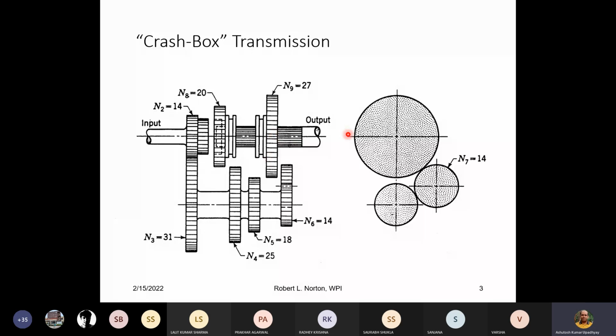So the direction will be reversed. Generally we do not face a problem with this one, because when you are applying the reverse gear, your vehicle will be static. It is not that you are moving and suddenly apply the reverse gear. That is not going to happen, so this particular gear does not pose any problem. But let us see what used to happen in this crash box transmission.